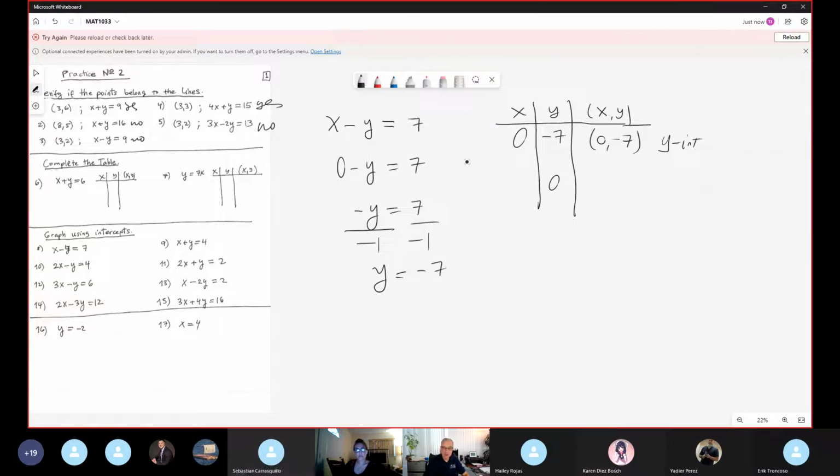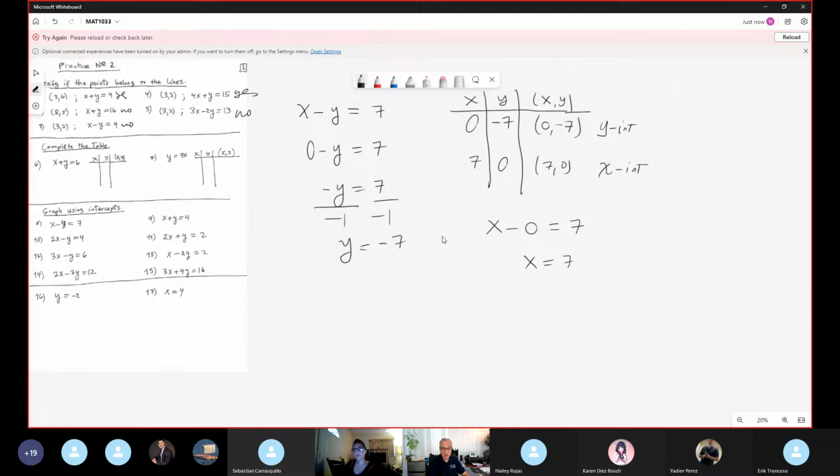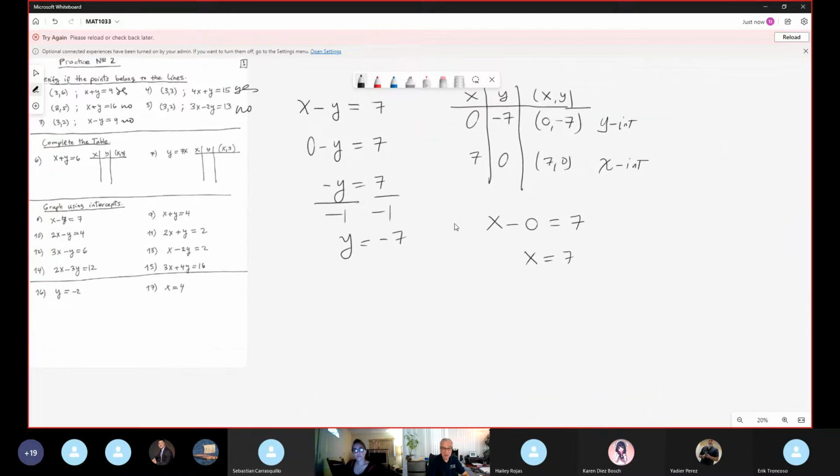Now we continue that. 0 and y. Plugging in 0: x minus 0 equals 7. Again, 0 is nothing, x equals 7. So 7, 0. This is the x-intercept point. This is super easy to do the graph, which is not necessary in this case. They want you to compute only the intercept.